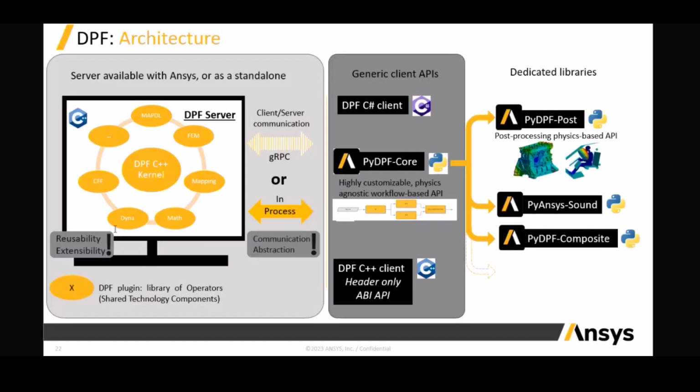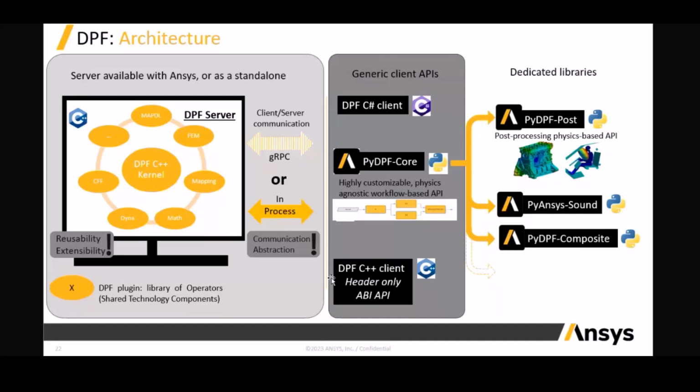So we have the core, the server with its plugins. Let's think of it as a customizable installation of DPF as a tool, and then you can communicate with it with different APIs. So we have a C# API, which you can use via IronPython within Mechanical. I'm not necessarily going to discuss that because it's not the topic of today, but again, you can find more information in the documentation about that.